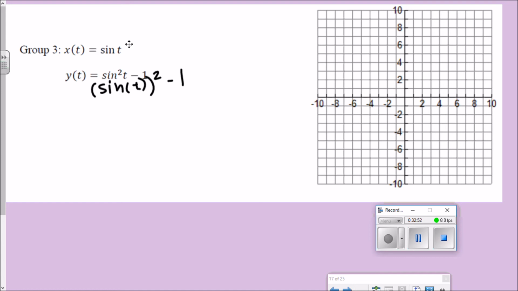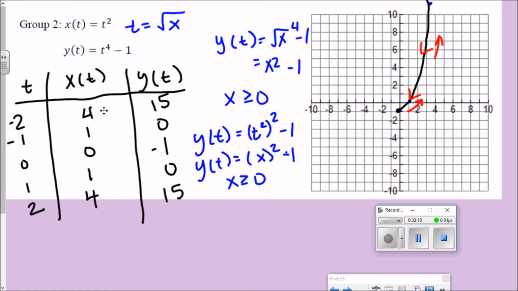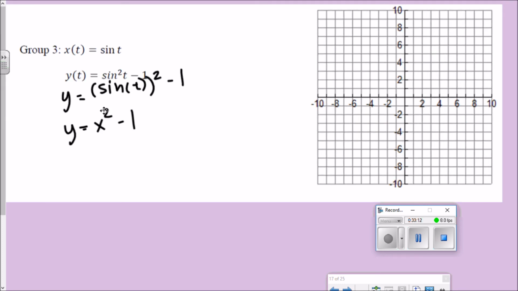So, in fact, if we want to go ahead and make the rectangular form, what will we do? Well, this is sine of t. This is sine of t squared. So, let's replace sine of t with x. And there you go. So this is going to look almost exactly like our previous one, right? It was also x squared minus 1, but it's going to have a different domain restriction.